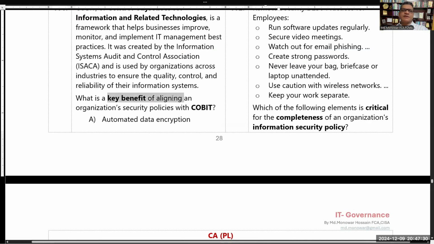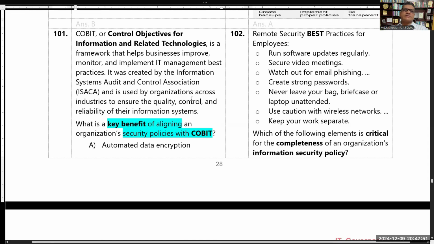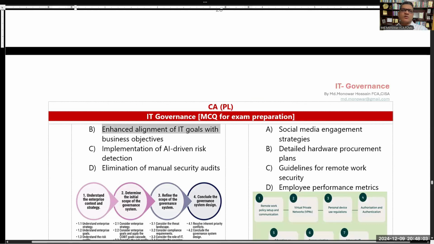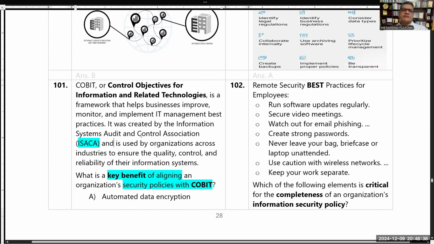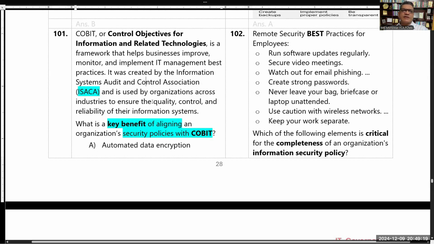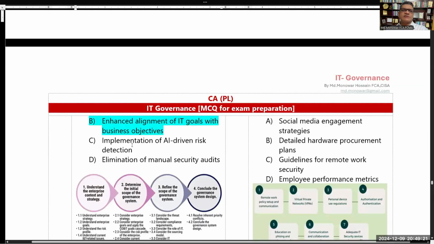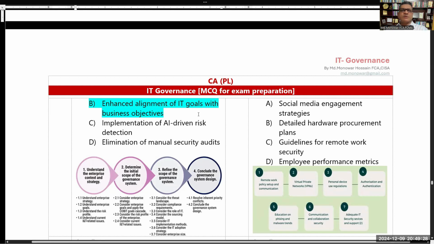Answer A. What is the key benefit of aligning an organization's security policies with Control Objectives for Information and Related Technologies? It is to ensure alignment of IT goals and business objectives. Answer B. Control Objectives for Information and Related Technologies was created by the Information Systems Audit and Control Association. We know it as ISACA, and it is used by organizations across industries to ensure the quality control and reliability of their information systems. So the key benefit for aligning an organization's security policies is that it enhances alignment of IT goals and business objectives.